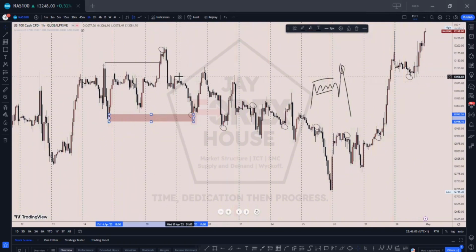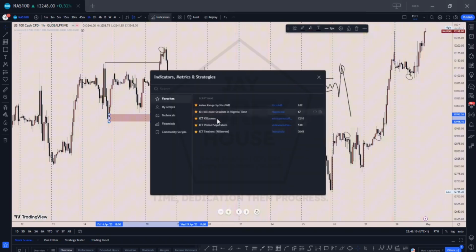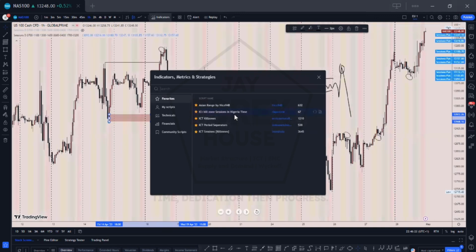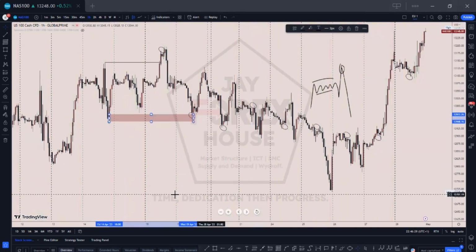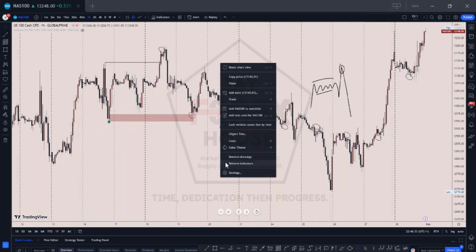Let me see. This is the indicator: ICT kill zone sessions in Nigerian time. I don't know who created it, but I'm guessing it's a Nigerian because it helps you identify these things in Nigerian time. When you tap it, it just pops up. All right, thank you.